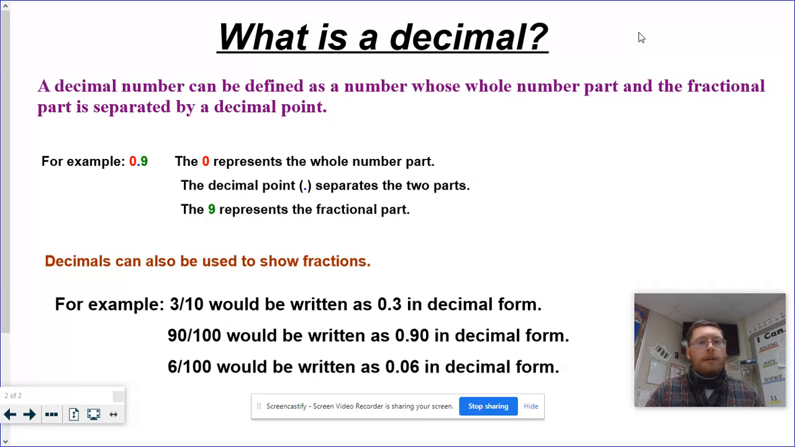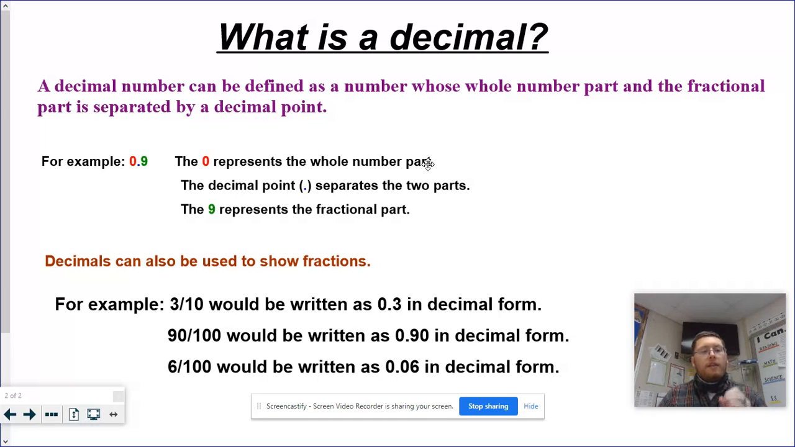A decimal number can be defined as a number whose whole part and fractional part are separated by a decimal point. What does that mean? So if I have my example down here, it says, for example, 0.9, okay? The 0 represents the whole number part. So let's say that I had a whole piece of pie. So I had the whole piece of pie. I could put that as 1, okay?